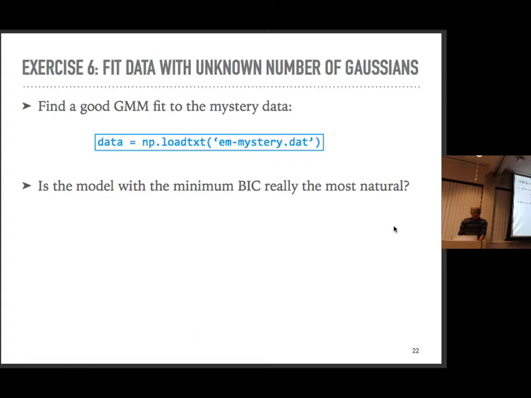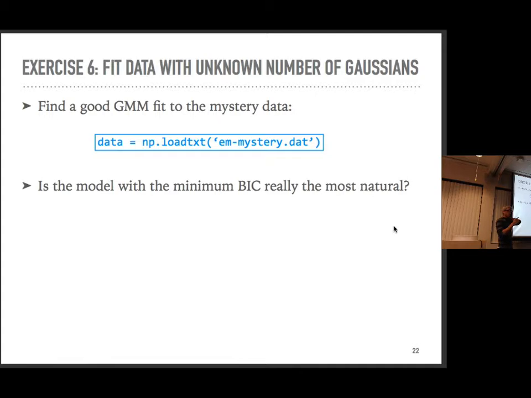Okay, so last exercise here. Now I've given you a different data set in the same directory called mystery.dat. All you need to do is change this one: it doesn't have the tag column in the beginning, so you don't need to slice away that zeroth column. And I want you to tell me how many Gaussians I should use to fit this data set.